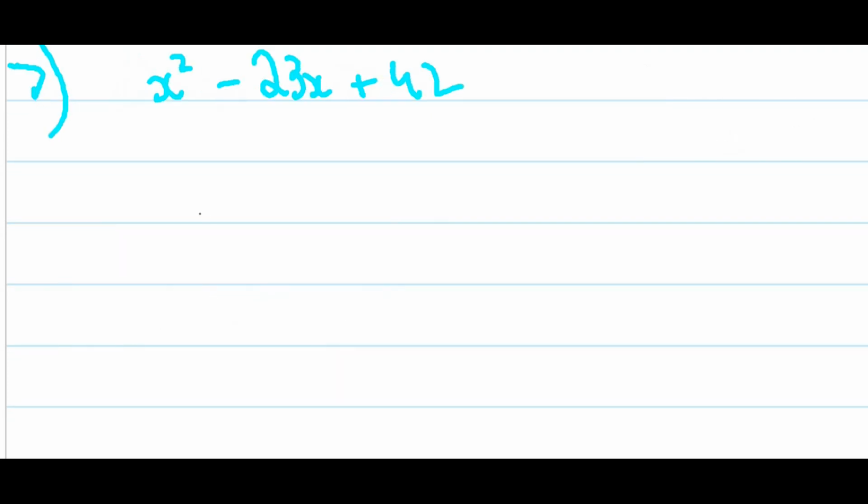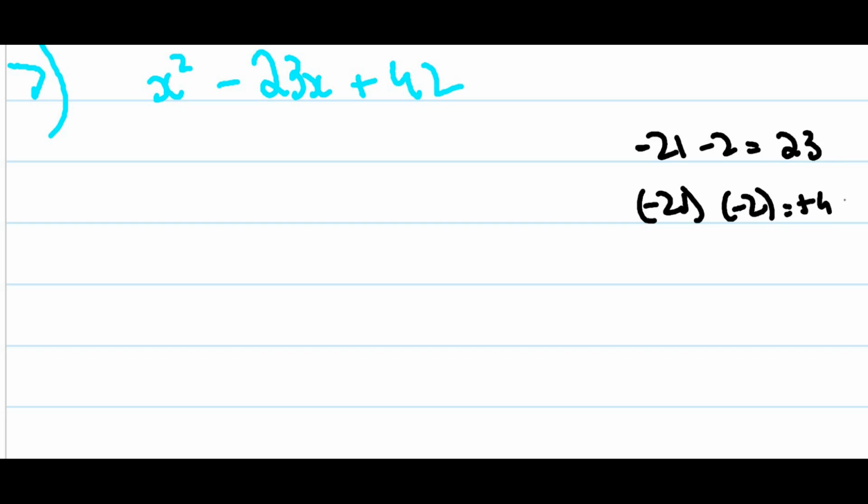Moving on to question 7, we have x squared minus 23x plus 42. Now we need two numbers such that when we add or subtract them, we get minus 23, and when we multiply them, we get 42. Now such two numbers can be minus 21 and minus 2, because minus 21 minus 2 is equal to minus 23, and when you multiply minus 21 with minus 2, you get plus 42. So you can now write x squared, and instead of writing minus 23x, you can write minus 21x minus 2x plus 42.